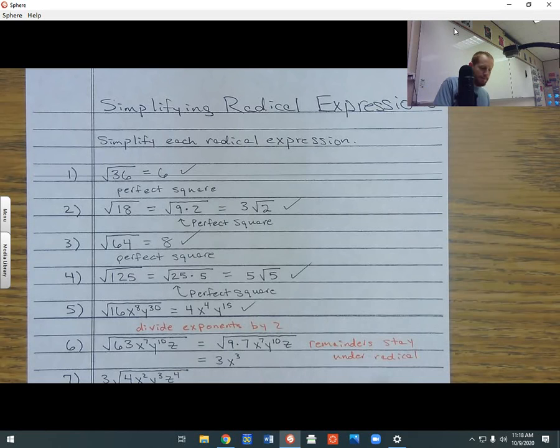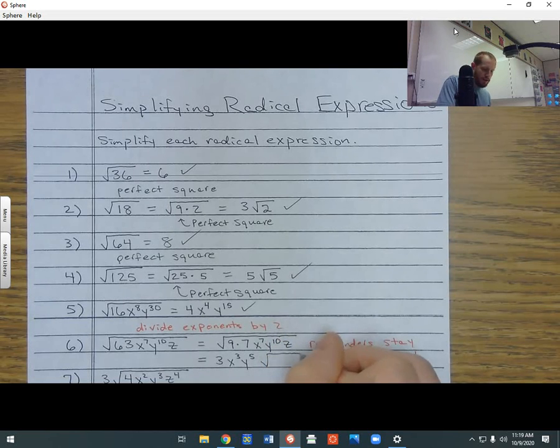The y's, 10 divided by 2 would just be 5, so I have y to the 5th. And I don't have enough z's to take out, so I'm going to leave this z under there. Okay? So what's left under the square root when we're all done? The 7. The 7 is going to stay under there. We had an x that we couldn't take out, right? And we had a z that we couldn't take out. So that's it. We're done.